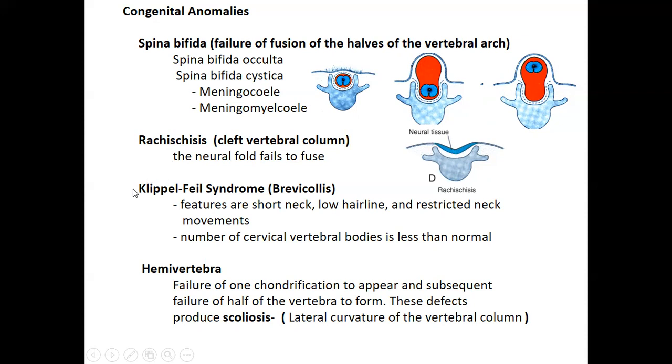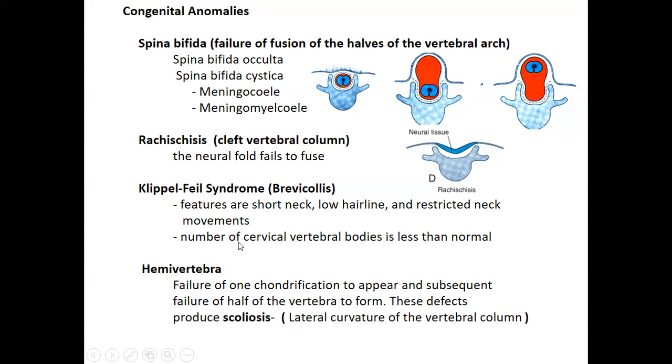The third condition is Klippel-Feil syndrome, brevicollis. This Klippel-Feil syndrome is characterized by a short neck, low hairline, and restricted neck movements.